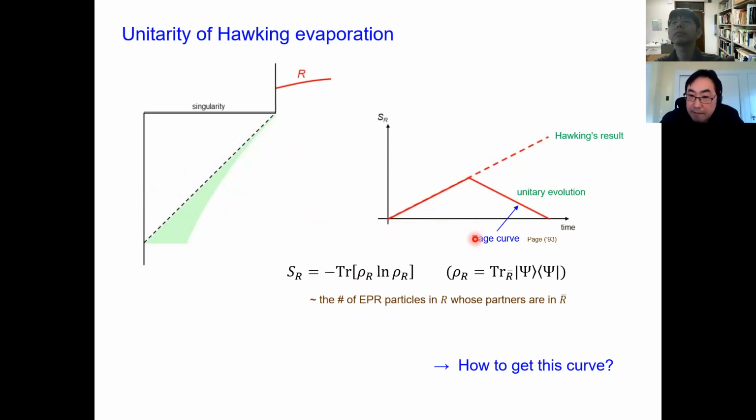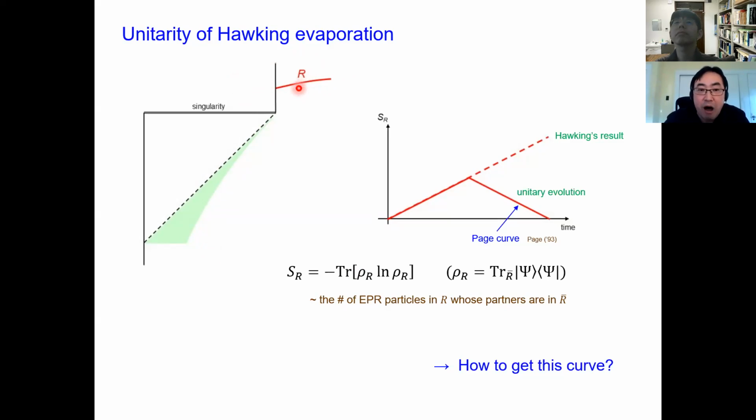But if unitarity is correct, let's assume that the initial state was a pure state of some collapsing material that formed a black hole and then completely evaporates. After evaporation, you don't have a black hole. So this R outside region, or full region, any particle must be entangled with its pair inside R. There's nothing called R bar.